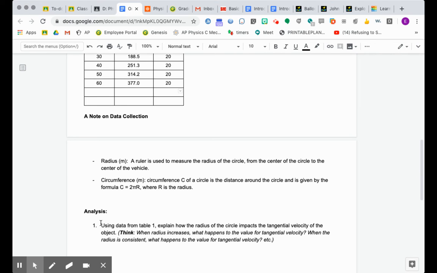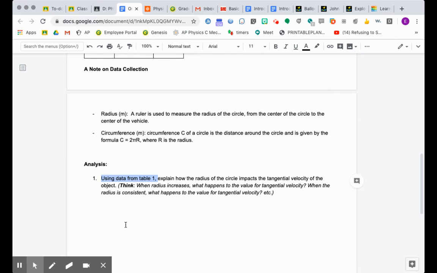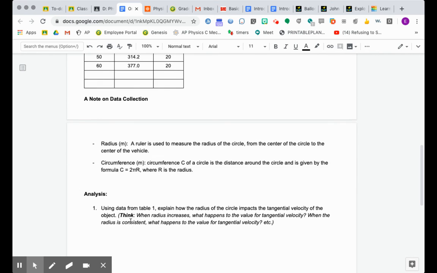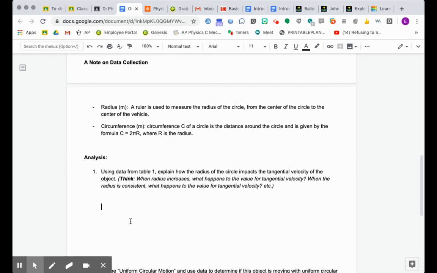Okay, and you want to use data. Data means numbers, so you would need to use data. So I will give you an example. Explain how the radius of the circle impacts the tangential velocity of the object. As the radius of the circular path increases, okay, you want to explain what you noticed. This is proven as seen in data table 1.